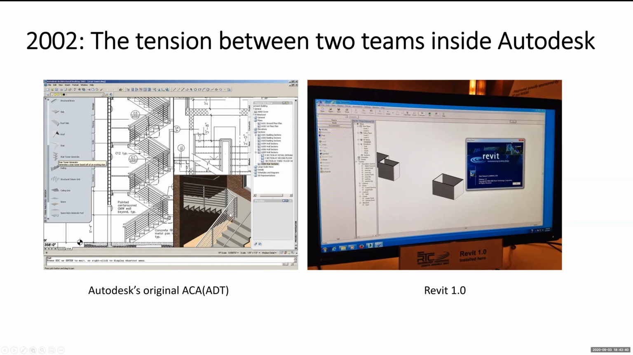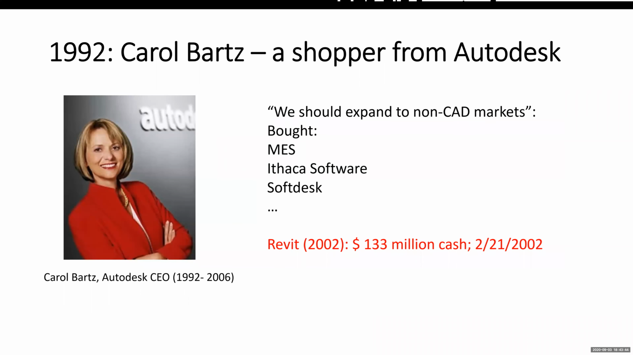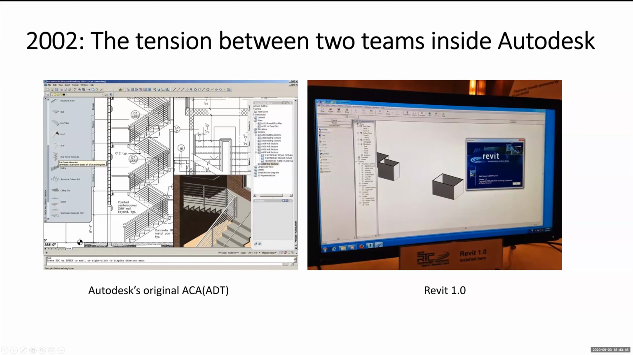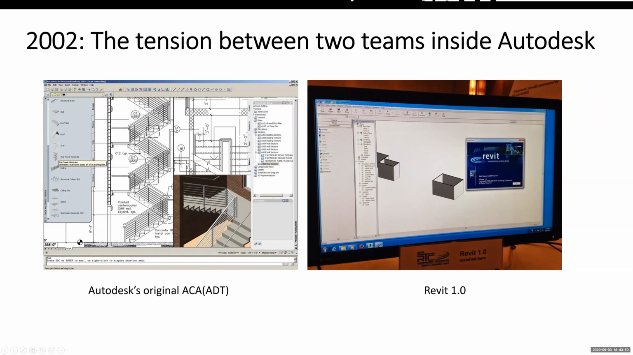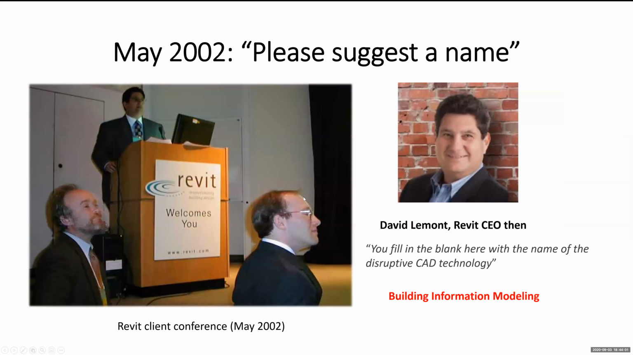1.0. But this Carol thought, maybe I should put them in competition. So she didn't merge this one into the original ACA, but Autodesk was selling two BIM software packages at the same time. So they were selling ACA and also Revit at the same time. And then we have to talk about this guy, David Lemond.